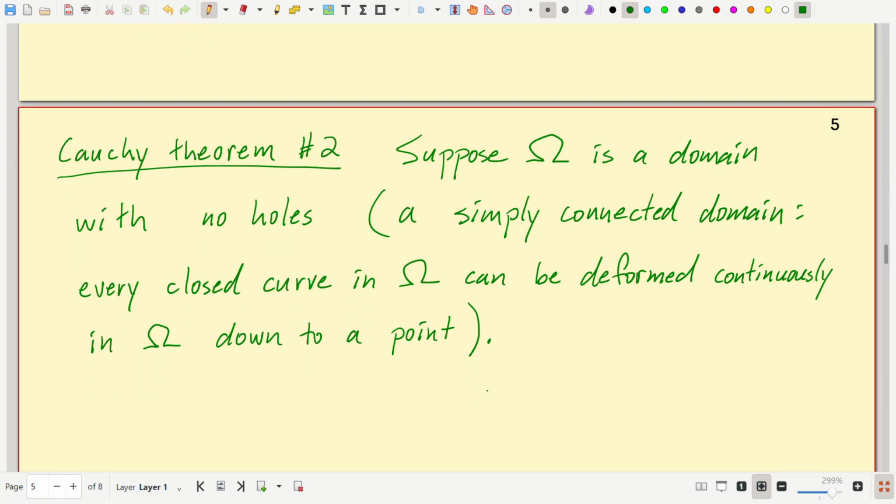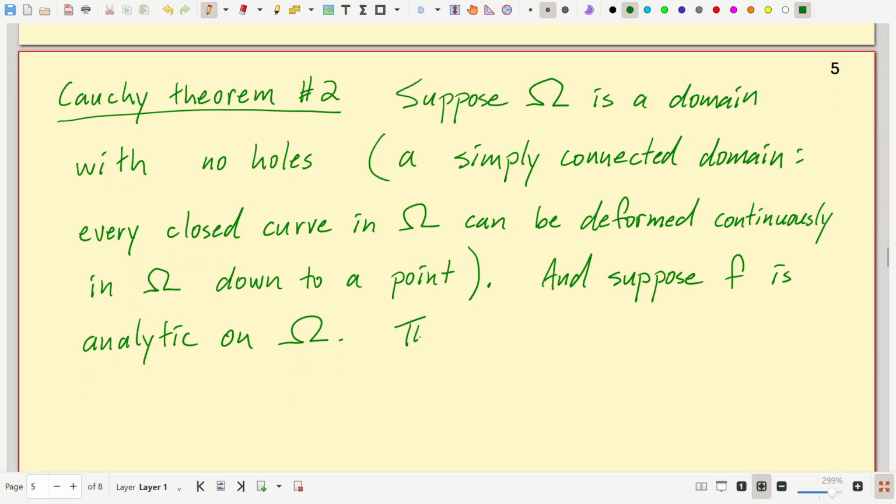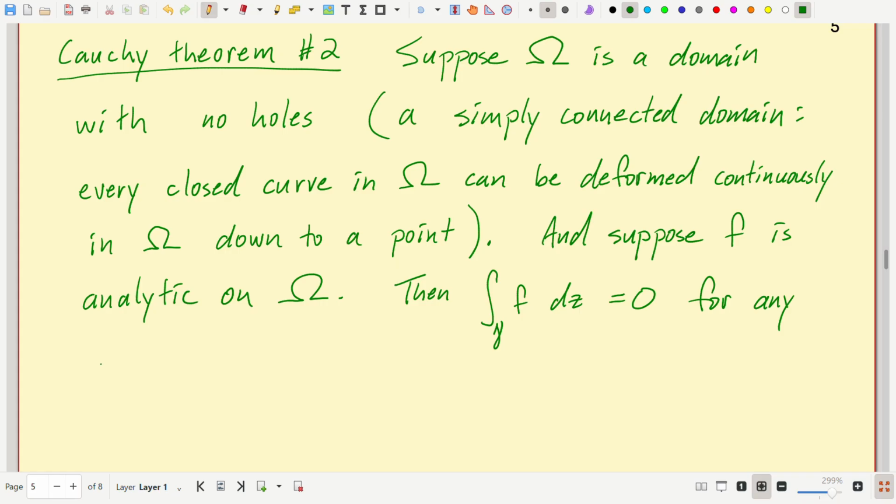And we're going to suppose f is a domain, and suppose f is analytic on that omega. Then the conclusion of Cauchy theorem number 2 is that the integral around any closed contour is 0. Then the integral around gamma of f dz is equal to 0 for any closed curve in omega. Got to be closed.